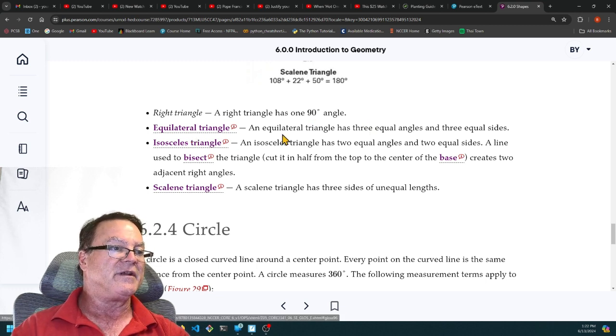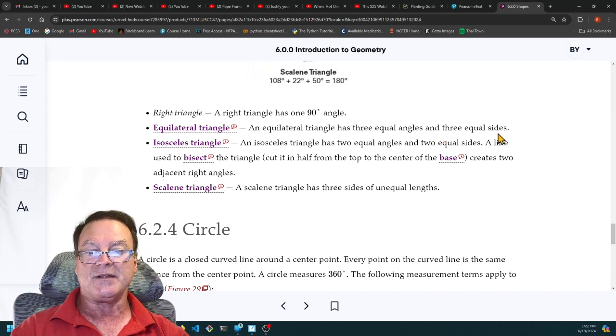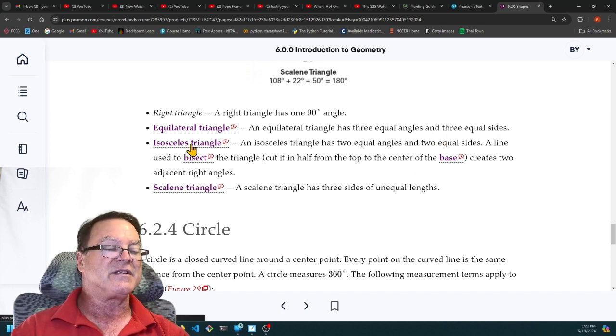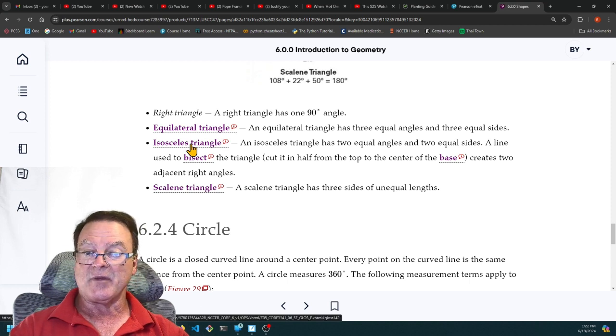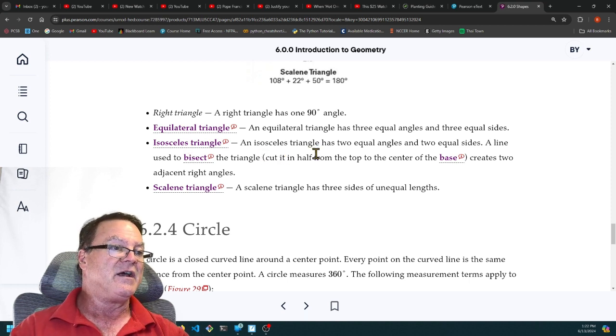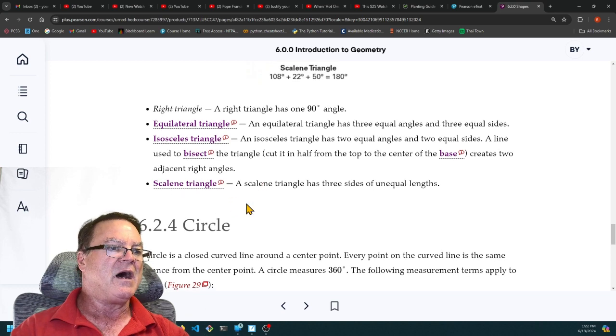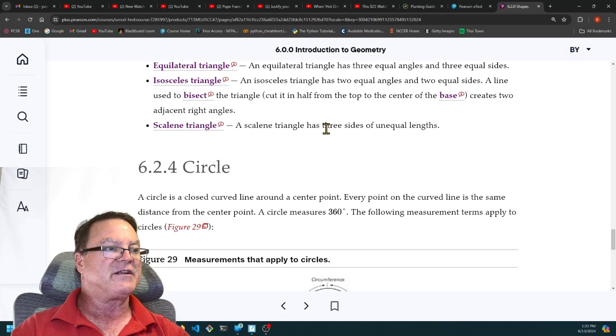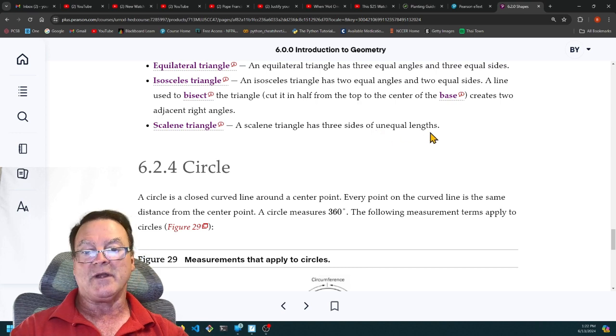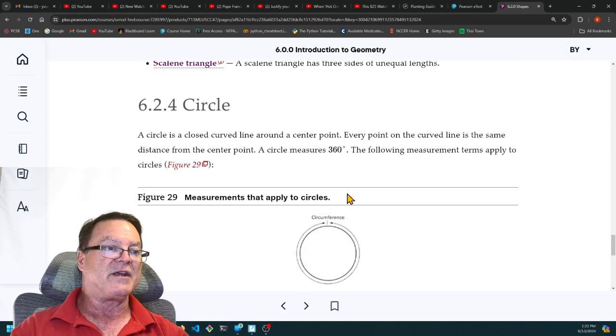Equilateral triangle. An equilateral triangle has three equal angles and three equal sides. An isosceles triangle has two sides that are the same length and a third side that is not. An isosceles triangle has two equal angles and two equal sides. A line used to bisect the triangle, cut it in half from top to bottom, creates two adjacent right angles. A scalene triangle has three sides of unequal lengths, so none of them are the same.